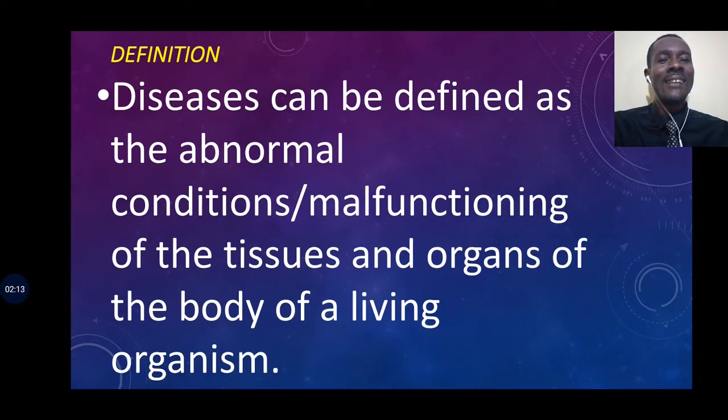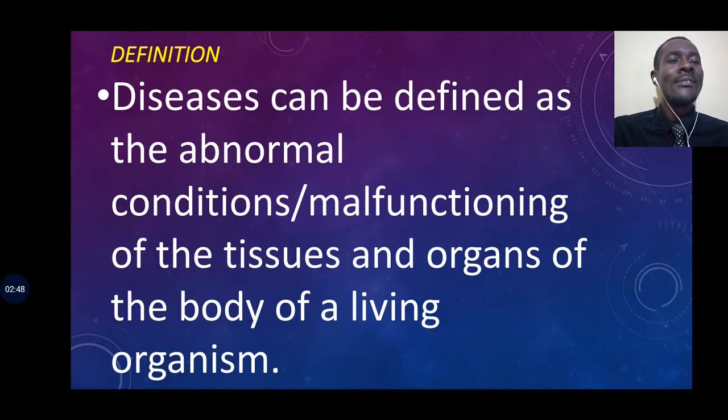Diseases can be defined as the abnormal conditions or malfunctioning of the tissues and organs of the body of a living organism. What does that mean? It means that when an abnormal condition occurs in a living thing, it can be as a result of a disease, an infection, or a dysfunctioning of a particular organ or system of the body is as a result of what? The presence of disease.